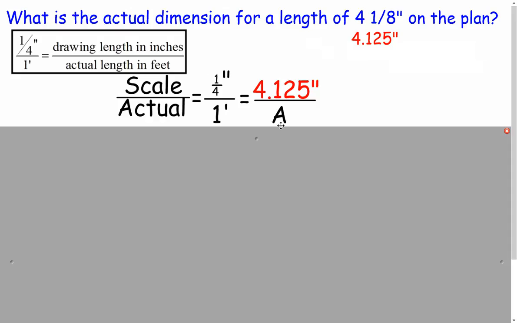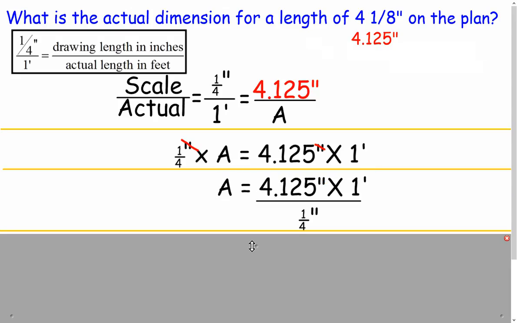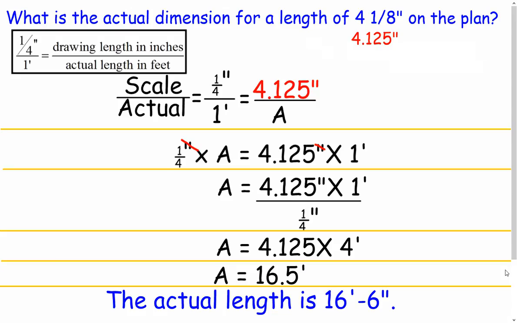So we're going to do our cross multiplying again. 1/4 inch times A is going to equal 1 foot times 4.125 inches. And what you'll notice is that the inches are going to cancel out. You're going to end up with feet, which is what we want. And we're going to have to divide both sides by that 1/4 inch again. Remember, when you divide by a fraction, you flip it over and multiply. So really we're doing 4.125 times 4 because the ones drop out. And it's going to be in feet because that's the units we have left over. And the answer we end up getting is 16.5 feet, or 16 feet 6 inches.